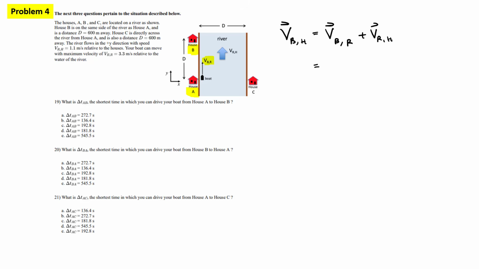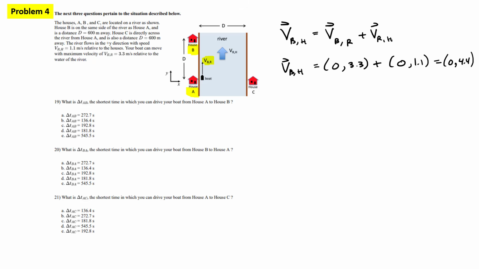Okay? What you want to do in the first problem here is you only want to aim it exactly in the y direction. So you get 3.3 for that one. And the river relative to the house is also only in the y direction, and this is 1.1. So this here gives me a velocity of 4.4 meters per second in the vertical direction. Okay, that is the fastest you can go in any direction, actually.